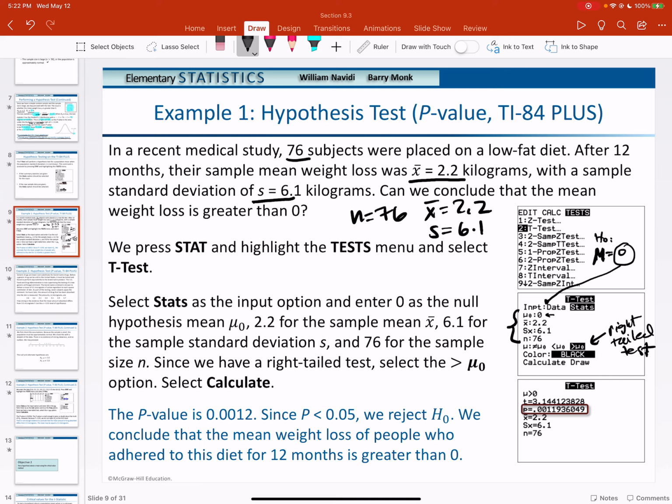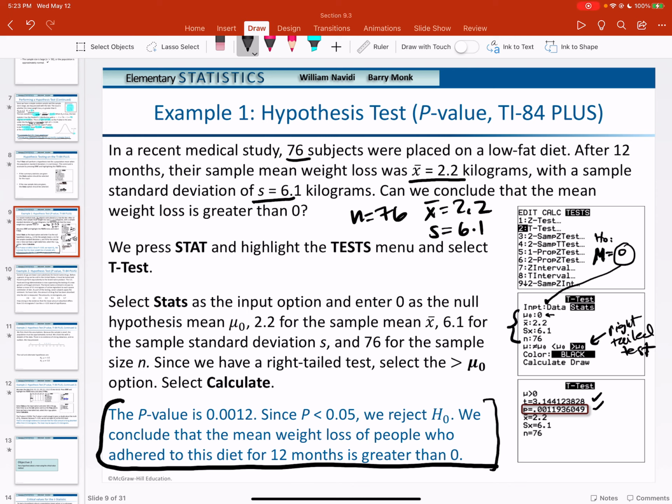Right? So that's why, and it's greater than the mu 0, which was 0. And then you would just hit calculate, and there's all your info. It even calculates the t statistic and the p-value, which is 0.0012. And it's the same thing. We reject H0, so we conclude that the mean weight loss of people who adhere to this diet for 12 months is greater than 0.